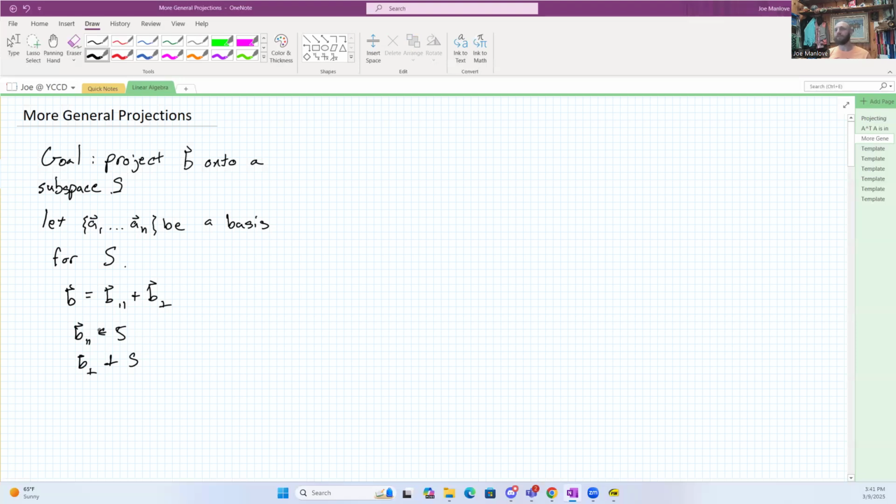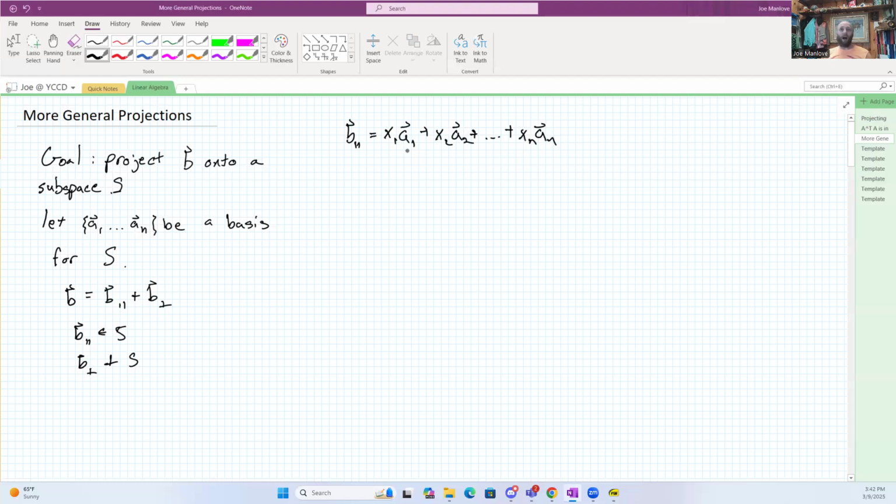So I'm going to write down what it means for B parallel to exist. What does it mean for B parallel to be in that subspace? If B parallel is in this subspace, that means I can write B parallel as some coefficients times the basis. If it's in the subspace, I can write it out in coordinates for that basis. So I've got x1, that's just some scalar, times A1 plus x2 times A2, and some more of these, and at the end we'll get to xn An.